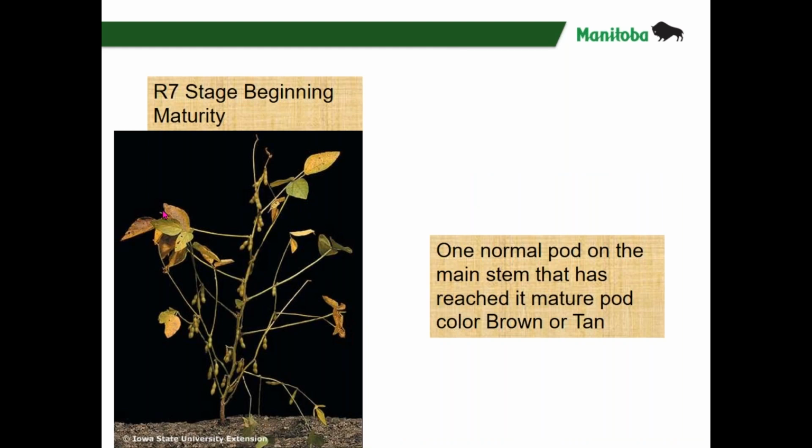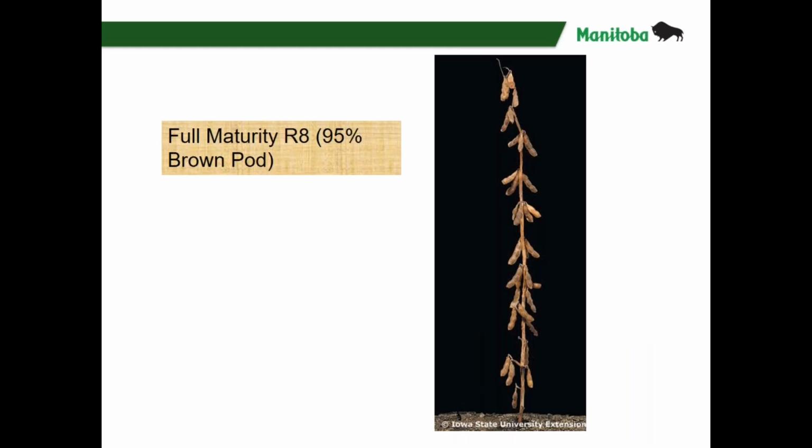So at least one brown pod anywhere on the stem, by then you're already starting to see some leaf drop. You might see some yellowish to greenish pods here, but typically the plant matures from the bottom up. But when we talk maturity, for R7, it's a brown pod anywhere on the main stem. Okay, go to the next slide here.